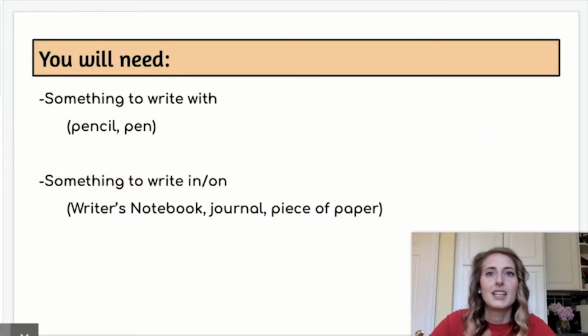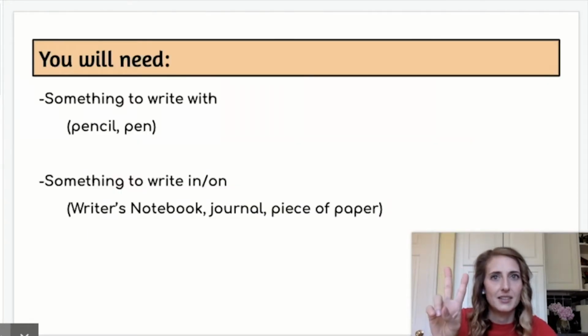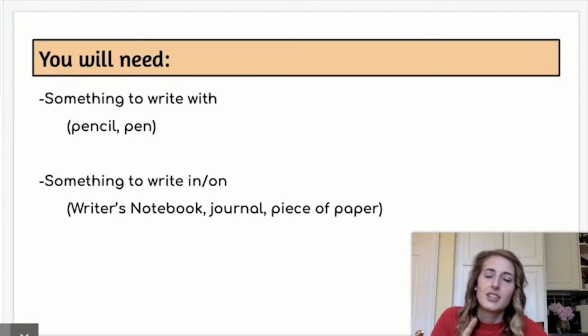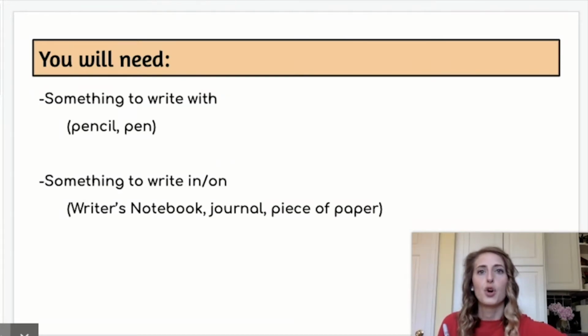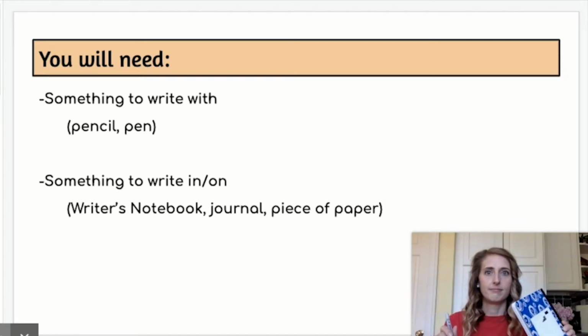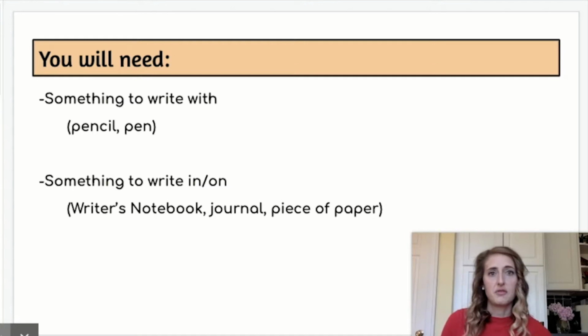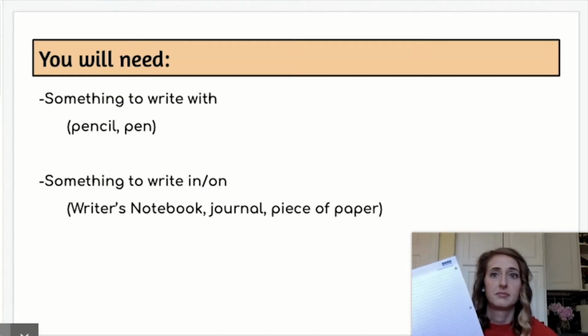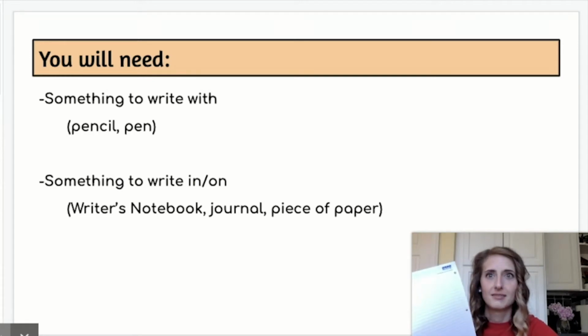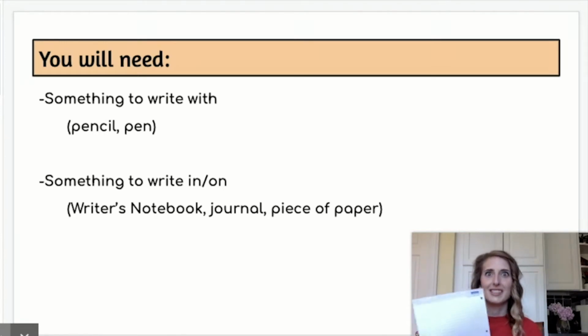So, you will need 2 things for today's lesson. First, something to write with, like a pencil or a pen, and something to write on. Perhaps you have your writer's notebook from school. Maybe you have a journal of your own. Or maybe you find a piece of paper. Right now, go find those 2 things. Yes, now, really, go. I'll wait here. You have 30 seconds.